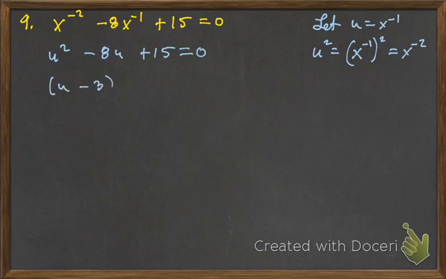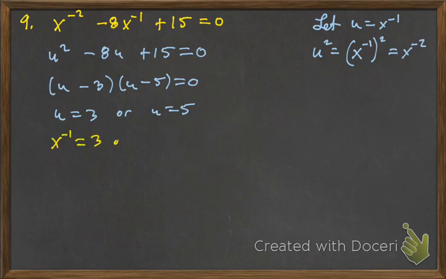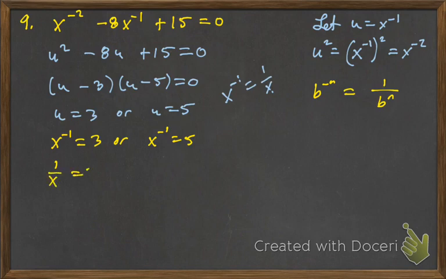Go ahead and factor that. U minus 3, u minus 5, equals 0. U equals 3, or u equals 5. So we're not interested in solving for the letter u, we want to solve for the letter x. Well, u is x to the negative 1. Recall that b to the negative n is 1 over b to the n, so that means x to the negative 1 is 1 over x. So you'll have 1 over x is equal to 3, or 1 over x is equal to 5. They both have a common denominator of x, so we're going to multiply both equations by x.